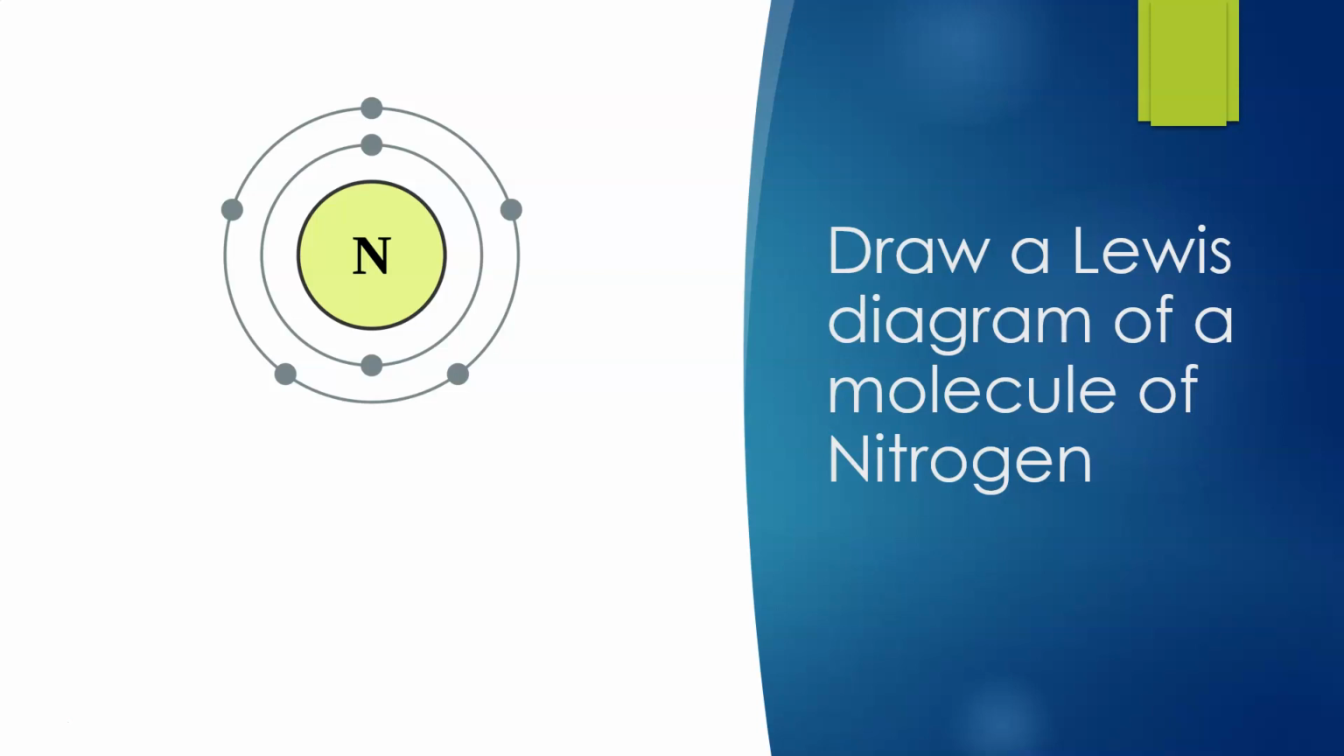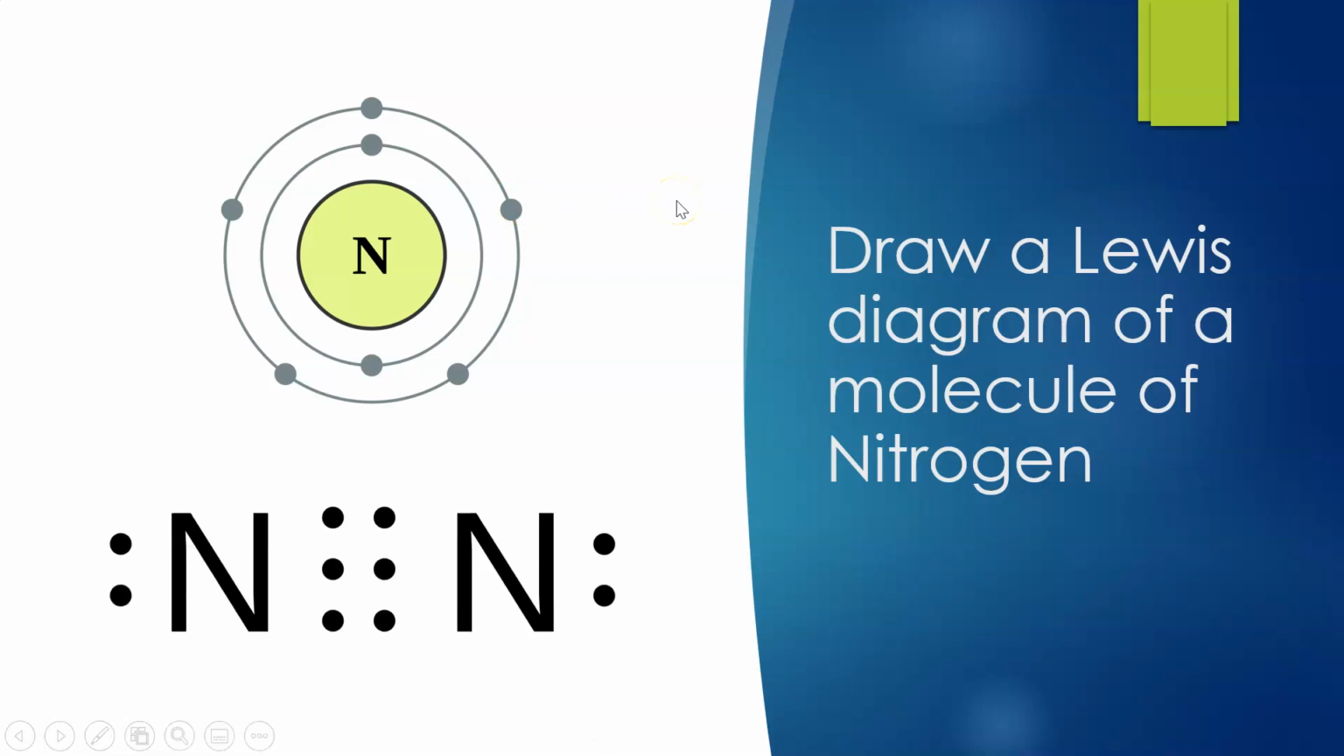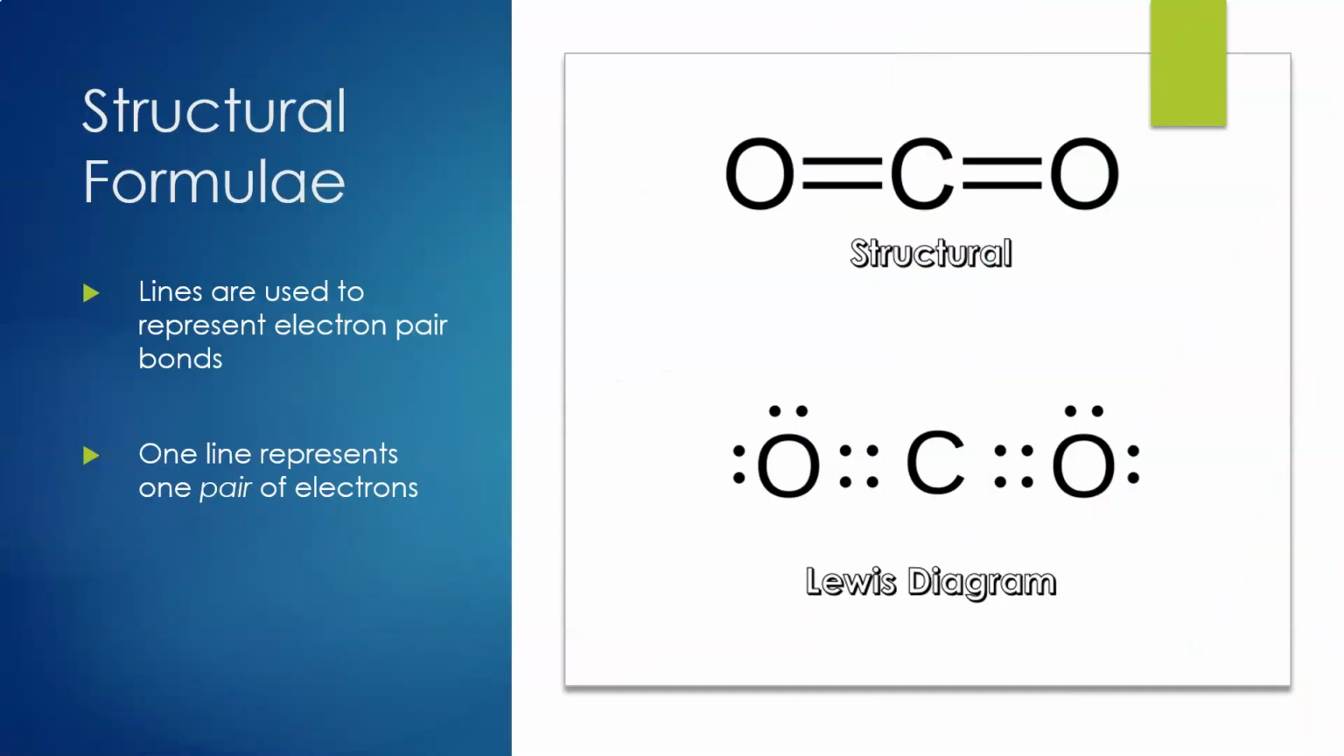Okay, so Lewis diagram for nitrogen. Here we've got nitrogen with 1, 2, 3, 4, 5 electrons in its outer shell. So this one, 1, 2, 3, 4, 5. This one, 1, 2, 3, 4, 5. Now we want 8 to be balanced. We've got 1, 2, 3, 4, 5, 6, 7, 8. So by sharing, they get 8 in their outer shell. And remember, hydrogen is 1.